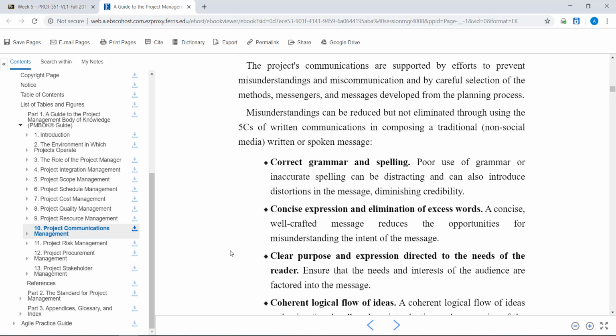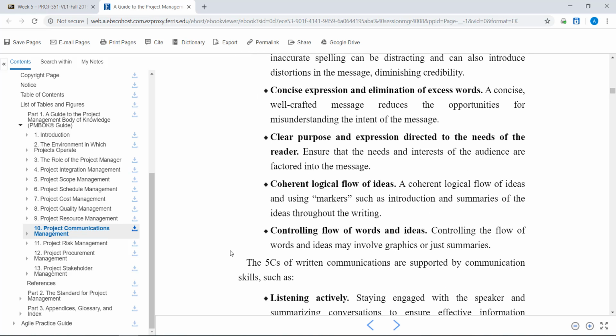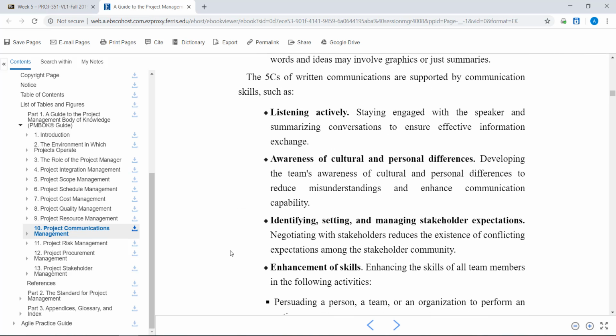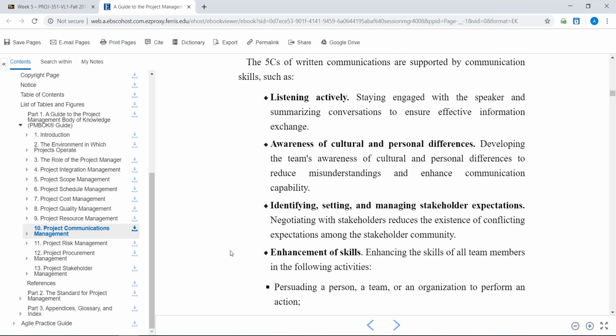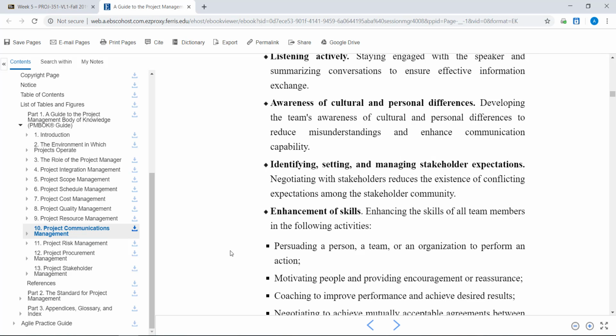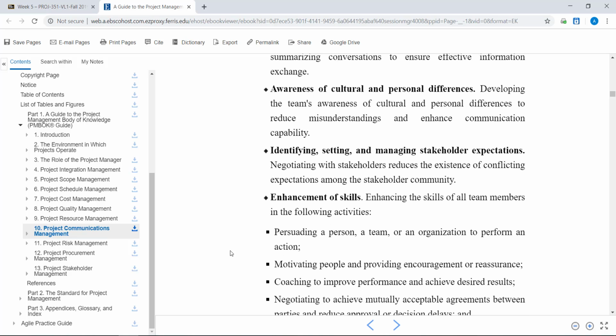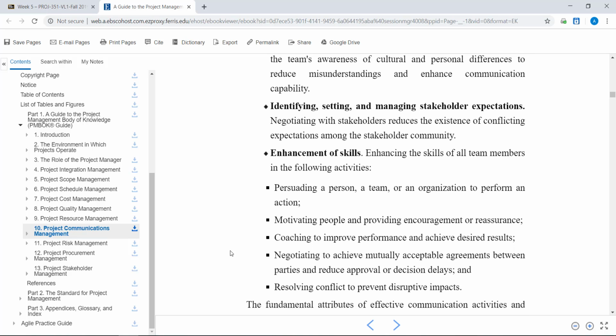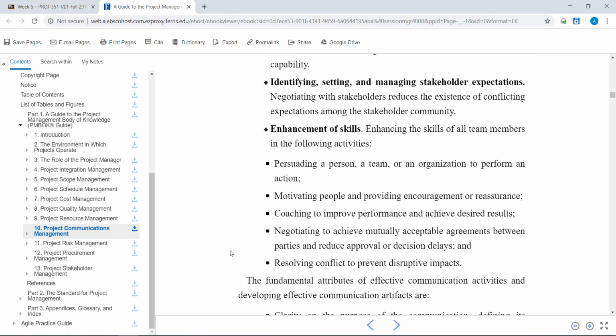Be sure to look at the 5 C's of written communication, as well as the communication skills that are pointed out. We've already taken a look at active listening, but there's also awareness of cultural and personal differences, as well as identifying and managing stakeholder expectations.